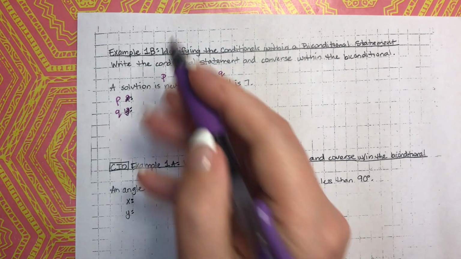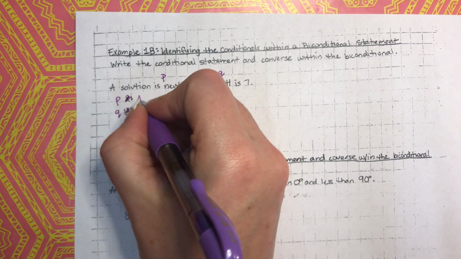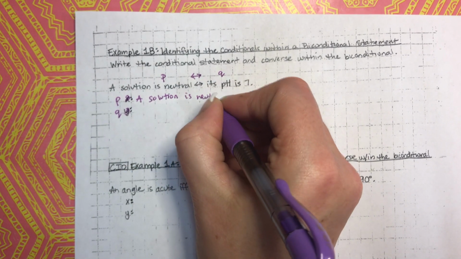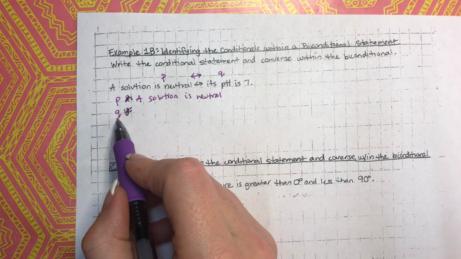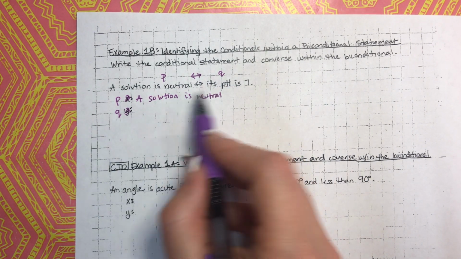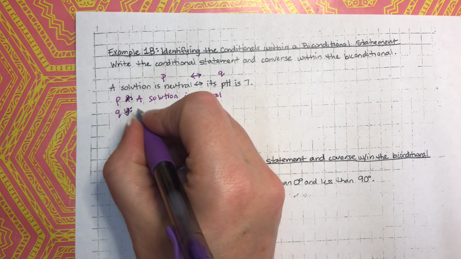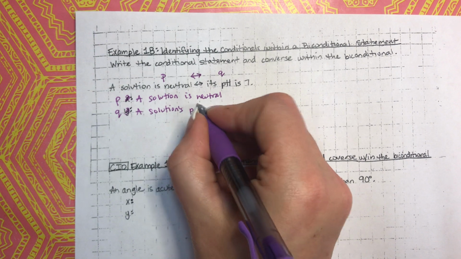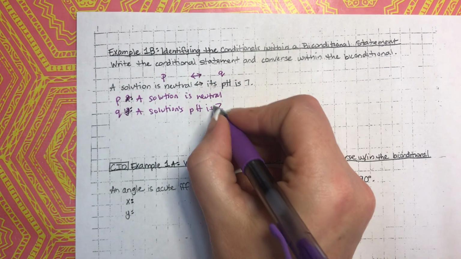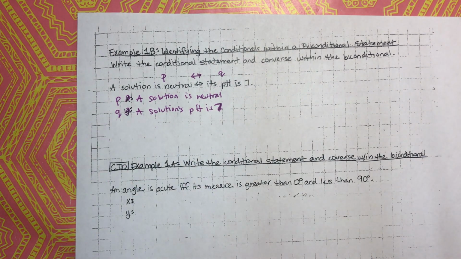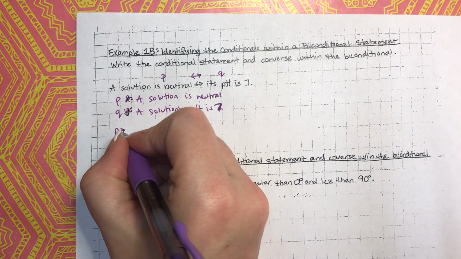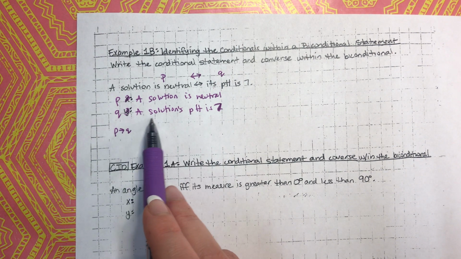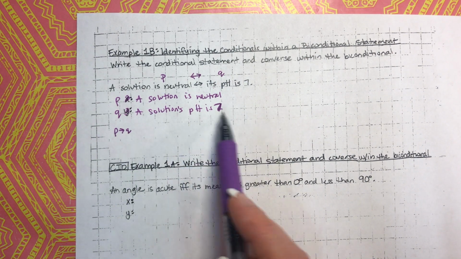Okay, cool. So we would say a solution is neutral, and then for our conclusion, we would say a solution's pH is 7. So first thing we're going to do is write the conditional statement, P to Q. We're just going to say if a solution is neutral, then its pH is 7.